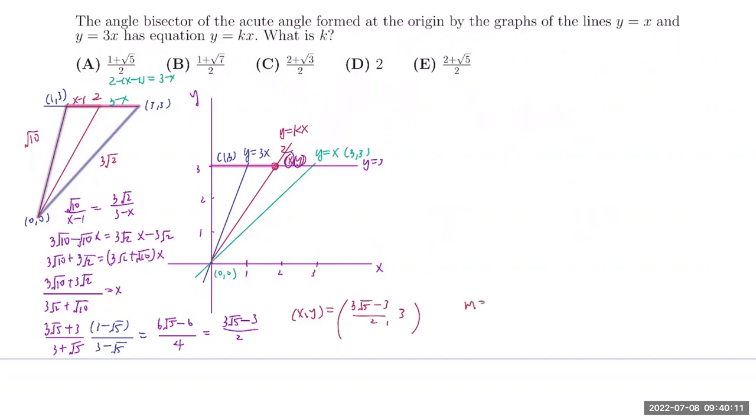Well, the slope will just be 3 minus 0 over 3 root 5 minus 3 over 2 minus 0. Doing some calculations on that gives us 3 times 2 over 3 root 5 minus 3. Canceling out and multiplying by the conjugate, we get a final answer of root 5 plus 1 over 2, or just 1 plus root 5 over 2, and that is our answer choice A.